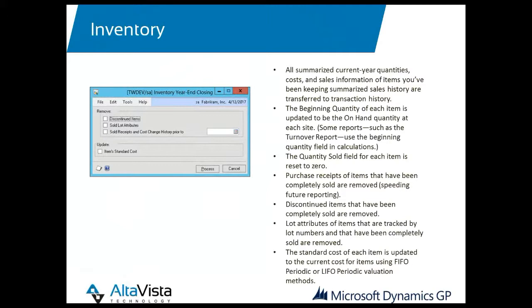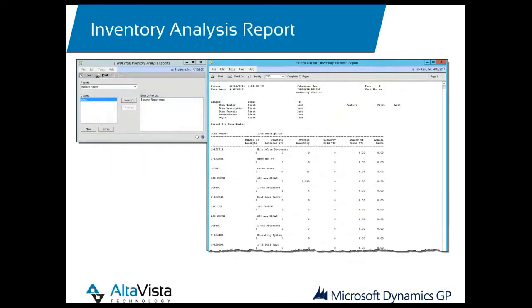So, a couple steps. I wanted to show what would happen with an example of what gets updated. The second bullet point here, the beginning quantity is updated. There's a report, a core GP report called the turnover report. And if you look at this report, I did a screenshot here. You can see there's the number of receipts, quantity received year to date, and then quantity sold year to date, number of turns year to date. This is under the inventory analysis reports options.